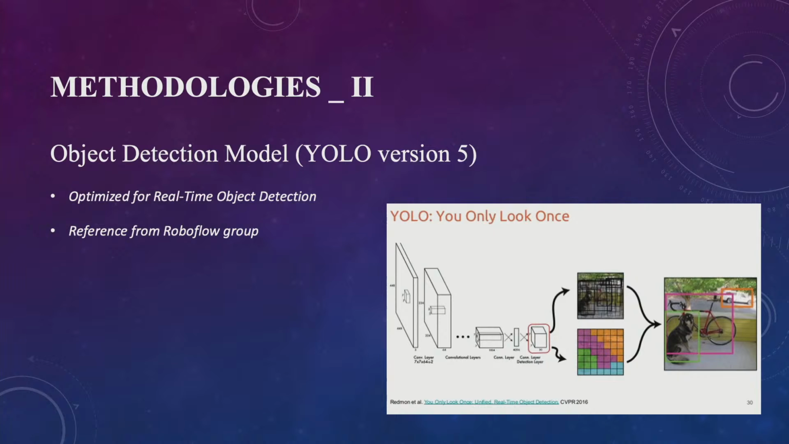The second methodology is YOLO version 5 model, which stands for You Only Look Once. There exist several object detection models, and YOLO v5 is mostly popular with its real-time predictability. The construction of the YOLO v5 model is referenced by Google Colab of the company RoboFlow.